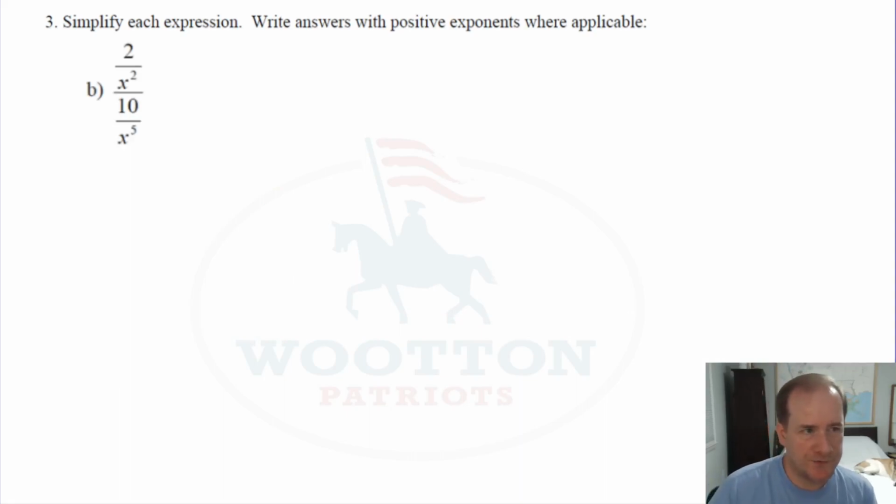Okay, so this is part B of number 3. If you look at this, I see a fraction, but that fraction has fractions inside of it. The numerator is a fraction, and the denominator is a fraction. We call that a compound or a complex fraction.